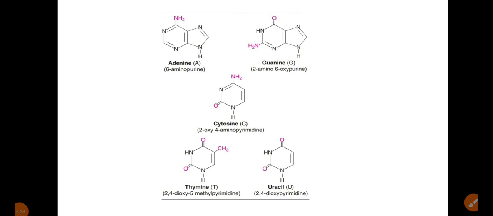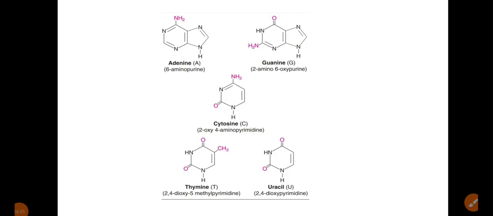In thymine there is a methyl group, right? That is very important. That's why the name is thymine, with the methyl. And uracil is 2,4-dioxypyrimidine, so there is no methyl group. These are very important basic structures of your purine and pyrimidine bases, or the nitrogen bases, as we can say. So the structure is very important.